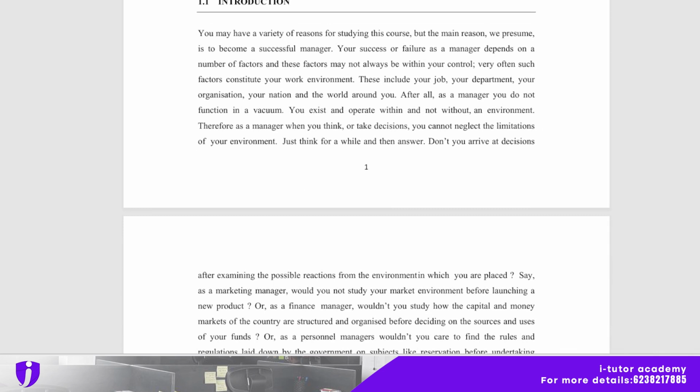You may have a variety of reasons for studying this course, but the main reason we pursue it is to become a successful manager. Your success or failure as a manager depends on a number of factors, and these factors may not always be within your control. Very often, such factors constitute your work environment. These include your job, your department, your organization, your nation, and the world around you. After all, as a manager, you do not function in a vacuum. You exist and operate within, and not without, an environment. Therefore, when you think or take decisions, you cannot neglect the limitations of your environment.